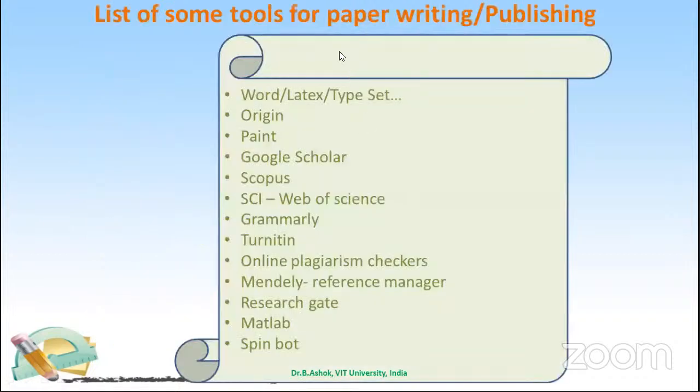So these are certain tools. Word, preferably; Origin for drawing diagrams; Paint for drawing some schematic figures. Another tool is eDraw Max. eDraw Max is one of the tools nowadays that comes with templates, with which you can draw some good graphical illustrations. Also Web of Science, Grammarly, Turnitin, or AICTE, any online plagiarism checker. These are the tools which can be used for writing and publications.